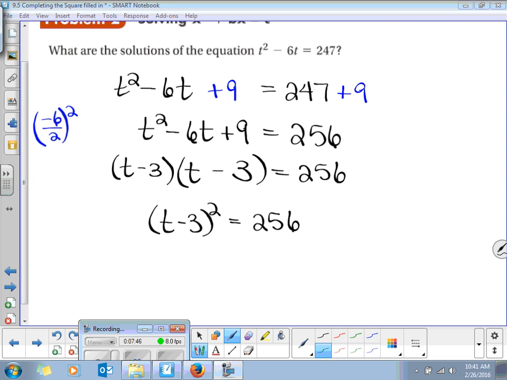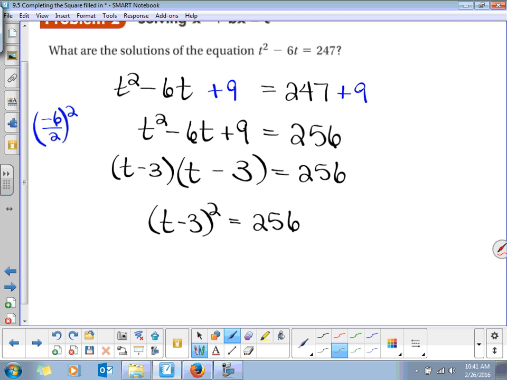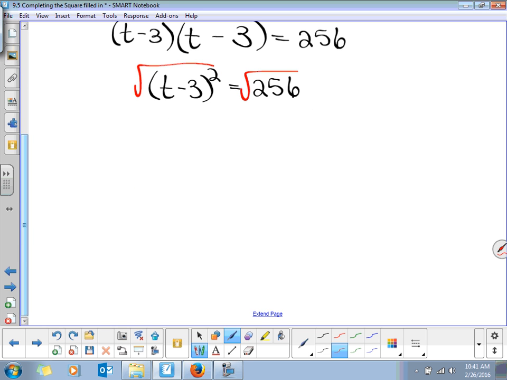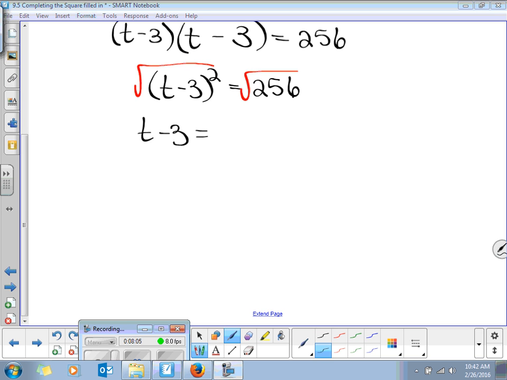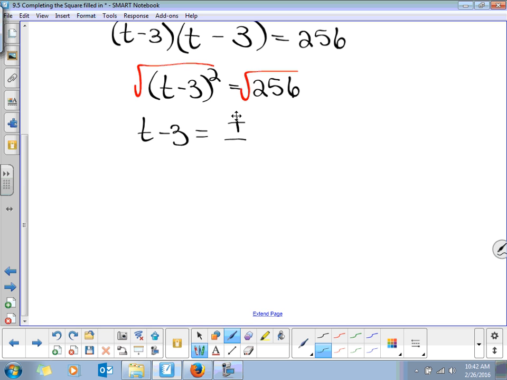So, I want to take the square root on both sides. All right? So we're going to end up with t minus 3 is equal to the square root of 256. It's positive and negative 16.